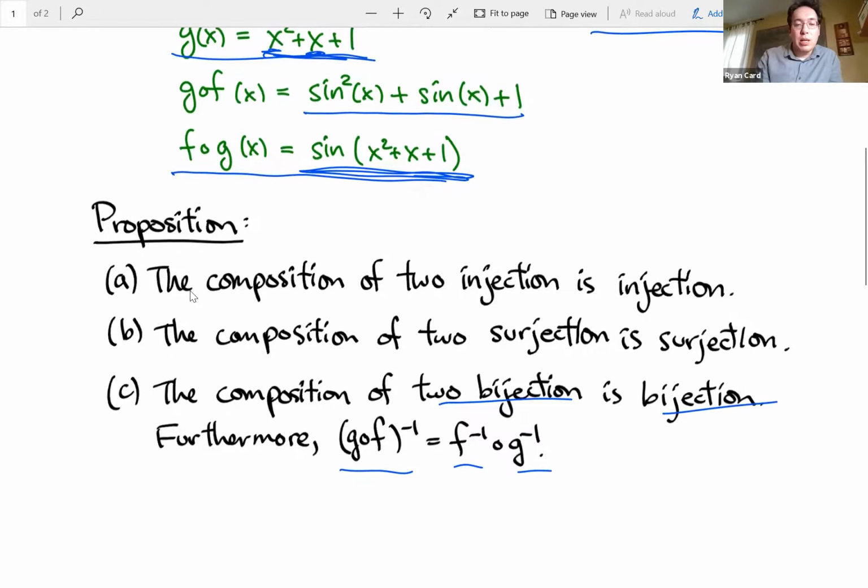Now, I'm not going to prove all three of these. I'm just going to prove one of them, but I do want you to try to prove all three. I think in the previous video, I proved something about injective functions, so maybe I'll prove part B here. And I hope you take the time to try out and see if you can prove part A as well.